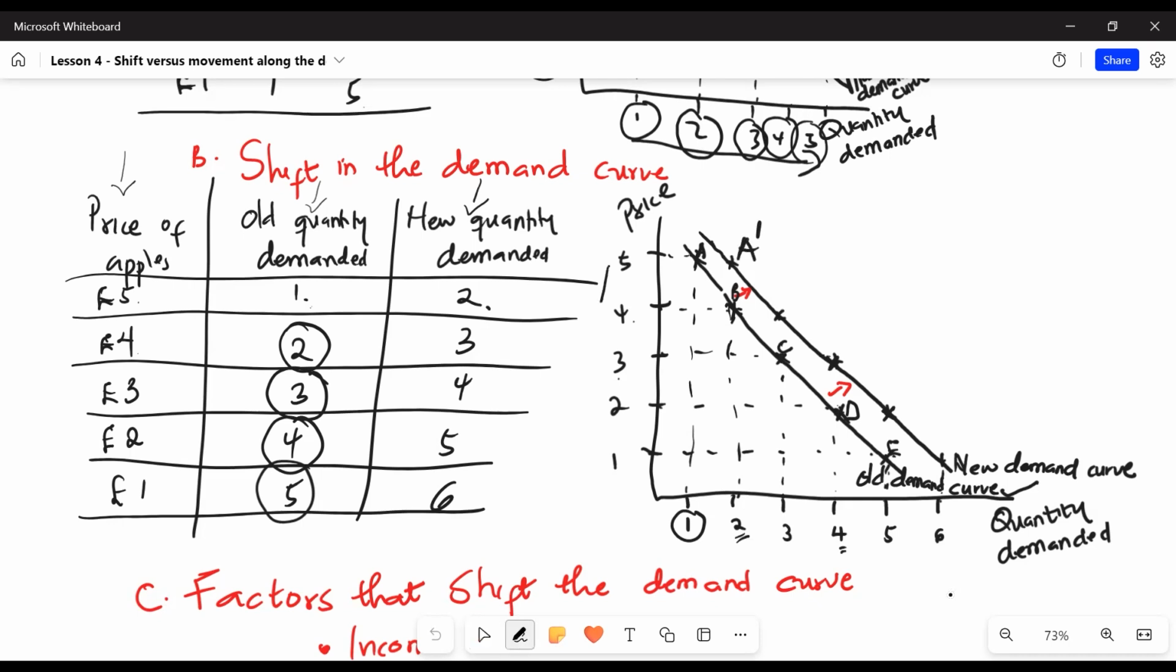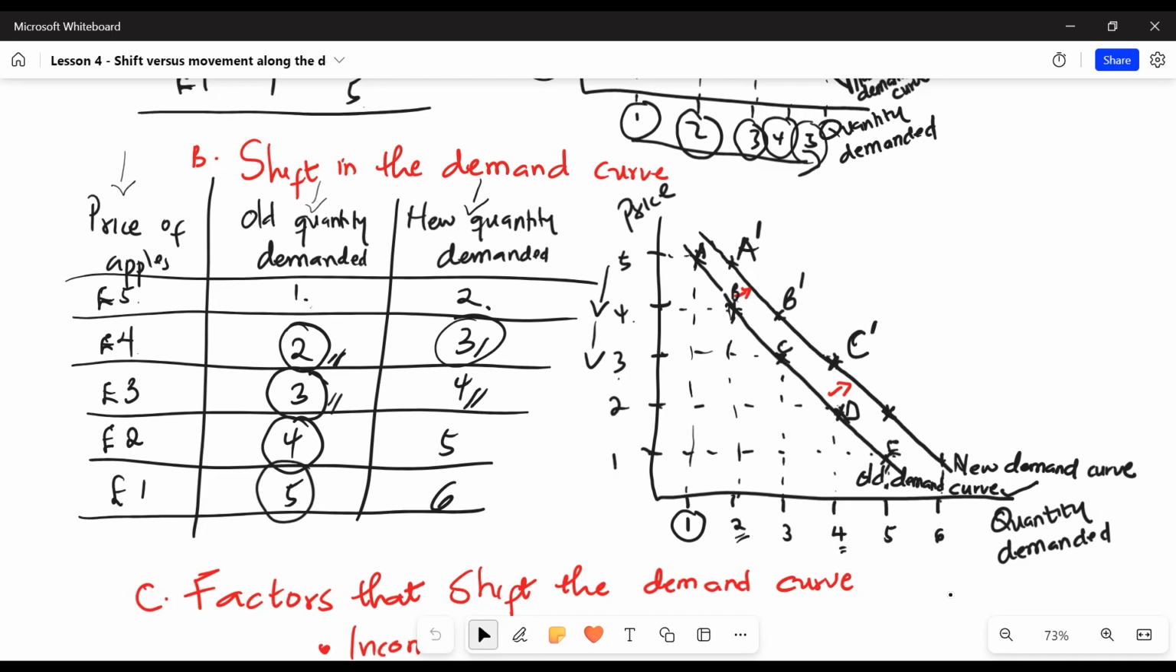When price reduced to 4, quantity demanded increased from 2 apples to 3 apples. On the graph, we move from point B to point B prime. When price reduced to 3, quantity demanded increased from 3 to 4. On the curve, it shows a shift from point C to C prime.